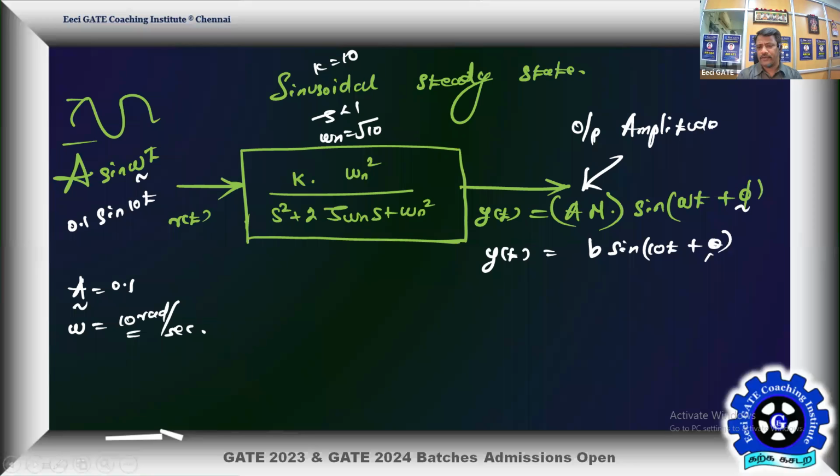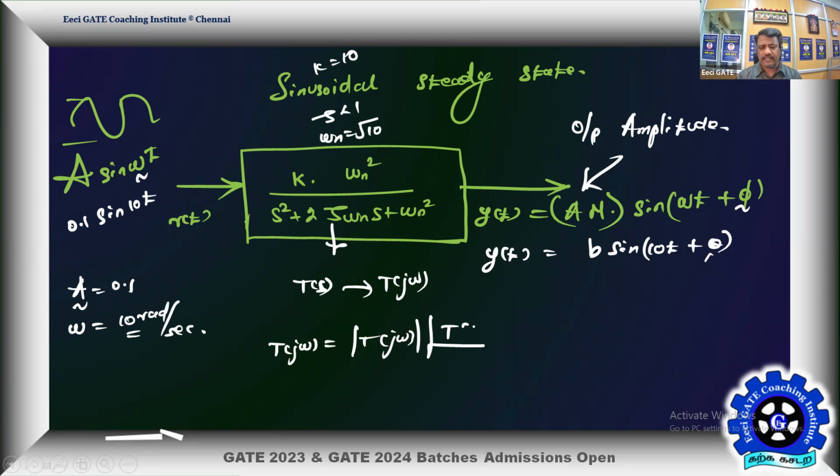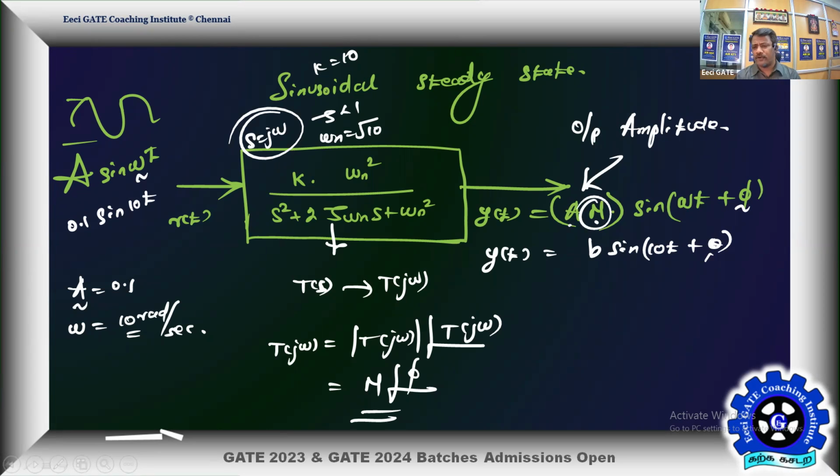How to get this amplitude? When you have a transfer function T of s, we can let s equal to j omega, and it becomes T of j omega. Then we can put T of j omega into polar form. T of j omega in polar form is mod T of j omega for the given frequency, at an angle of T of j omega. This is what we call the magnitude, and this is what we call the phase angle. So you set s equal to j omega and put your transfer function into polar form. That will give the magnitude and phase angle. That magnitude multiplied by the input amplitude will give the output amplitude. Therefore, the output amplitude is given as B.